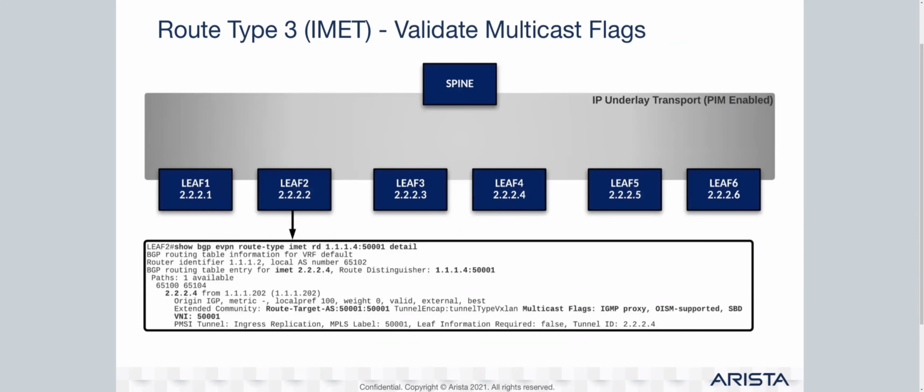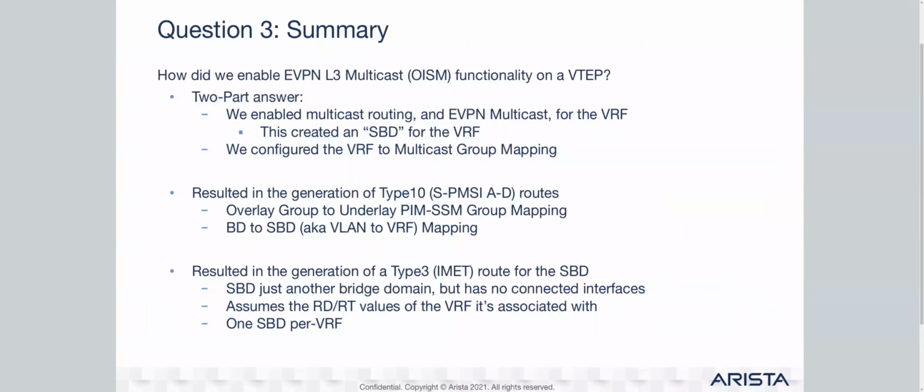And if we want to see that on the wire, here it is. So multicast flags in the extended communities field. We have the route target of the IPVRF, the route distinguisher that this particular VTEP uses for that IPVRF, and ultimately the L3 VNI. All right. So that actually wraps up question 3.